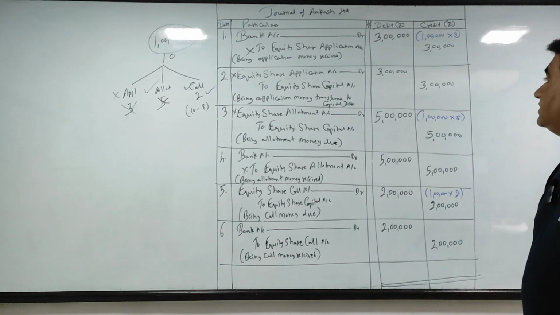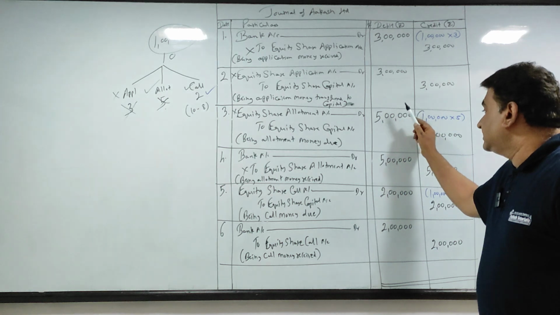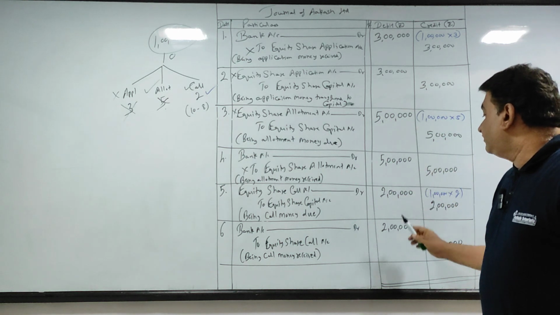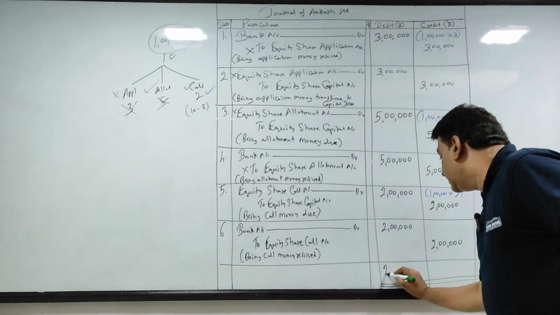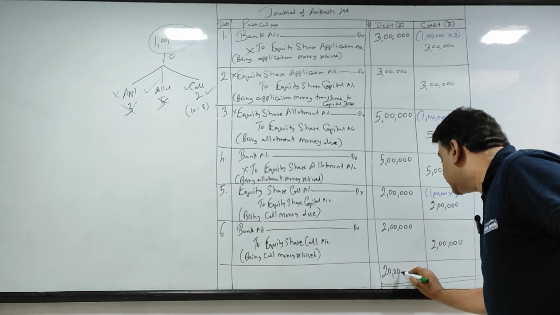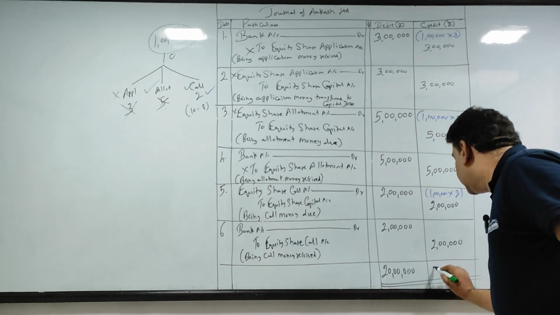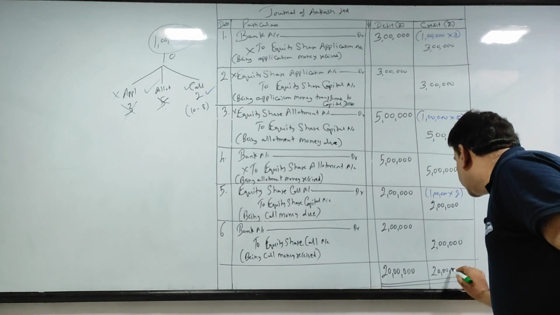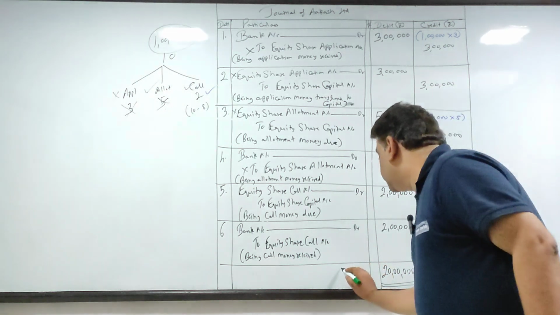Let's take the total: 3 lakh, 3 lakh, 6, 11, 16 and 4, 20. So my total is 20 lakhs. I could have written directly also, बताता हूँ क्यों.